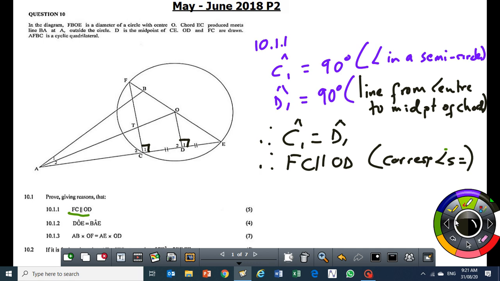This could be one solution, or you could use the midpoint theorem by saying FO is equal to OE. The reason: it's radii. There's no need to write anything else. It's radii. Okay? That's it. CD is equal to DE. That's given. Okay? Therefore, FC is parallel to OD. Your reason, midpoint theorem. Then you are done. Okay? So this was question 10.1.